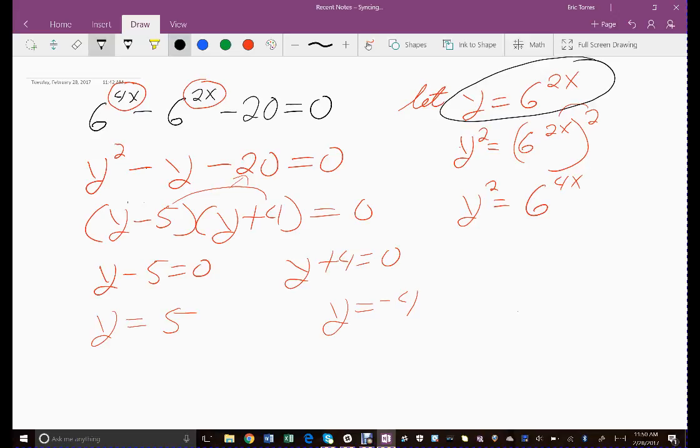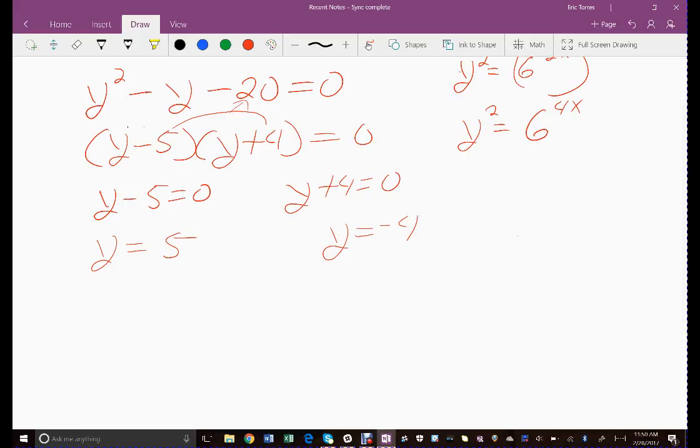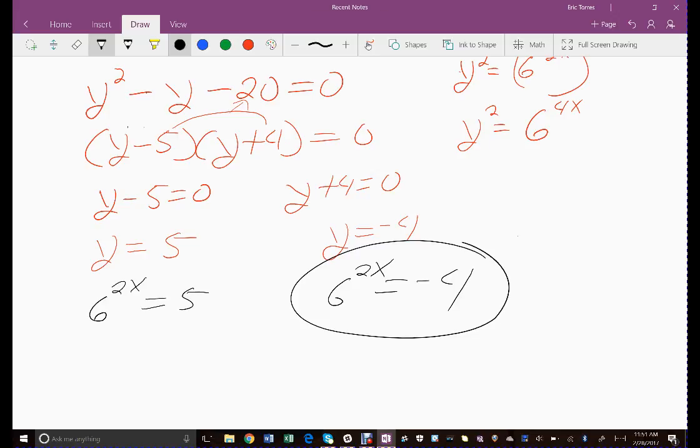So I'm going to go back and I've got 6 to the 2x equals 5, or 6 to the 2x equals negative 4. Now in this case I can throw this one out because there's no way I can take 6 and raise it to any exponent and make it negative. You should know that as a basic property. So this will not work. No solution for this part.